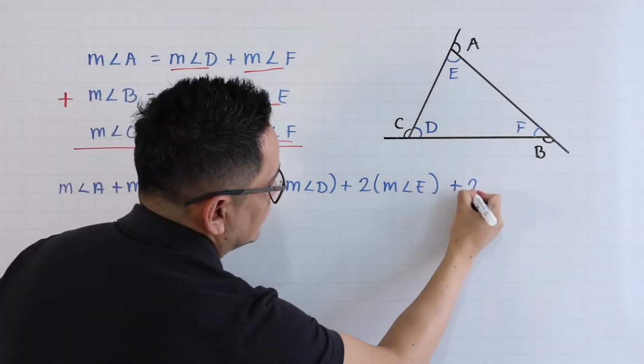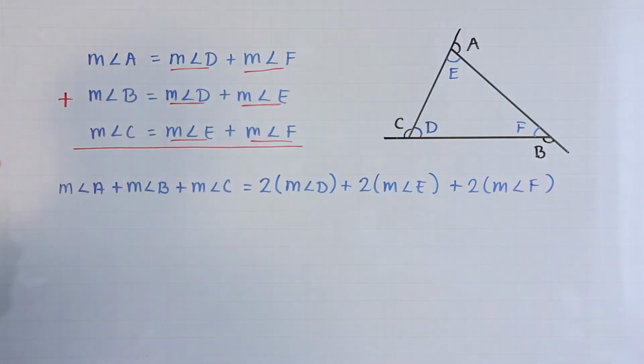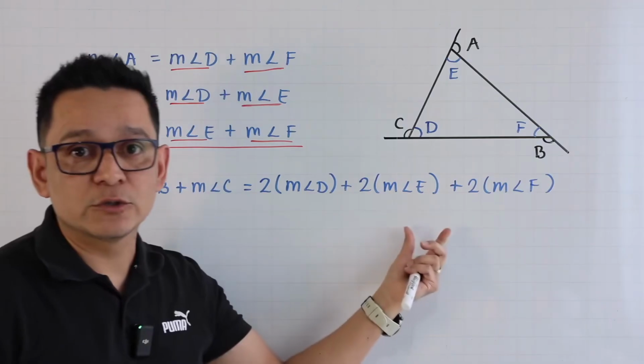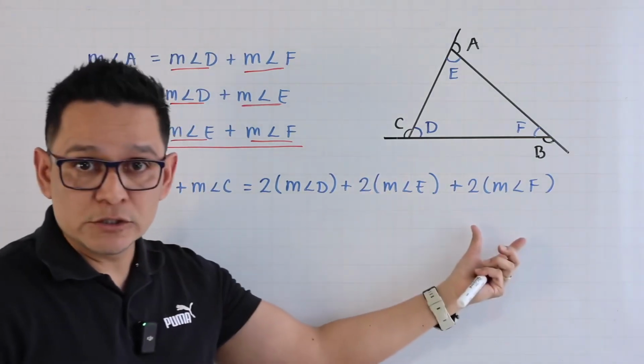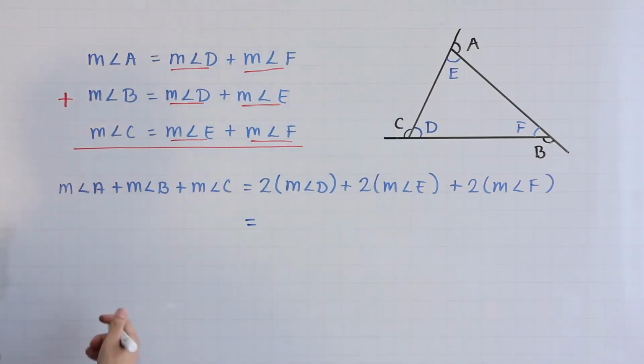That way, it ends up like this, right? 2 times the measure of angle F. All right. As you can see, on the left side, we have a factor. On the right side, we have a common factor, which would be 2. Therefore, we can group that 2, right? Or, factor it out as a common factor.